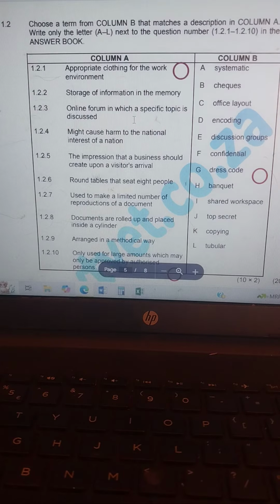Then we go to now 1.2. Choose a term from column B that matches a description in column A.